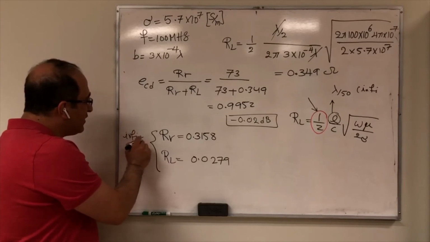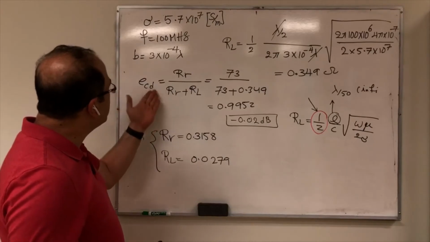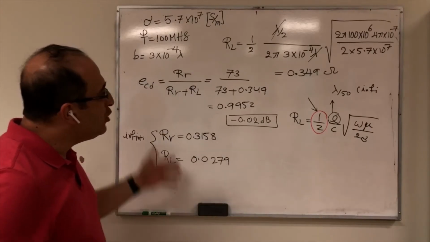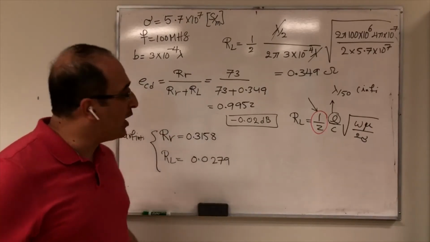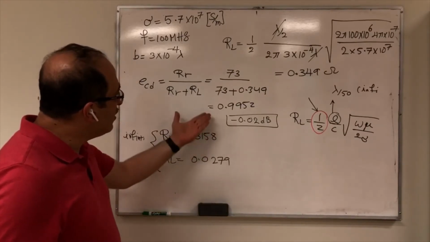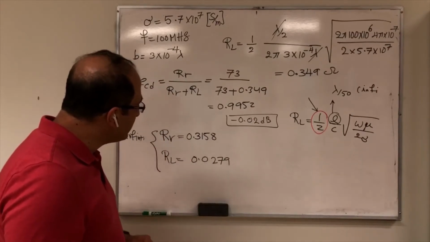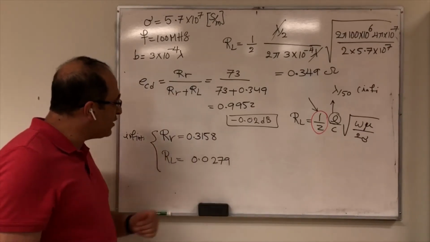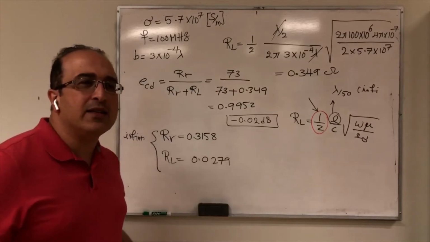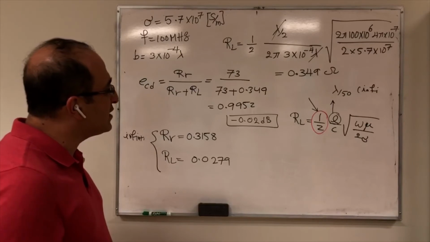Now, if you look at this infinitesimal dipole antenna and calculate the radiation efficiency here, you see that this is still very good. I think, if I'm not mistaken, this is also going to be around 90%. So you still see a very big number, and you might think that this is very efficient. But remember, you're missing something here.